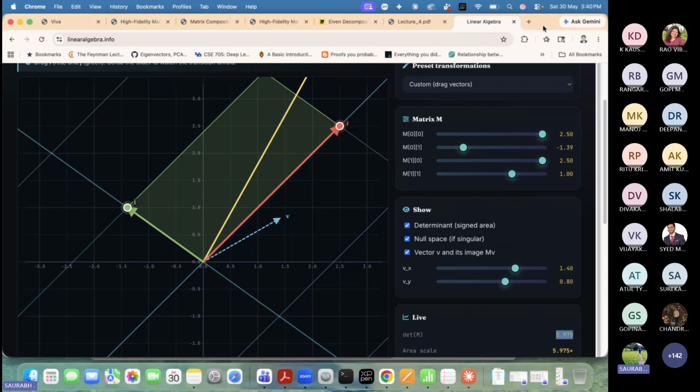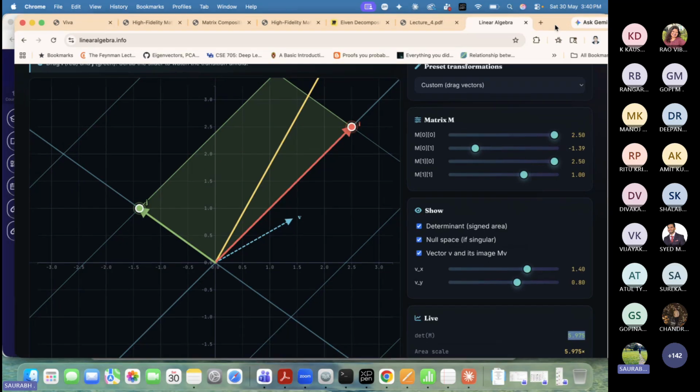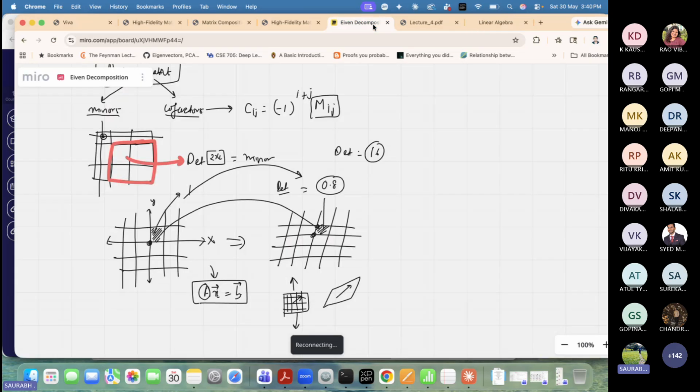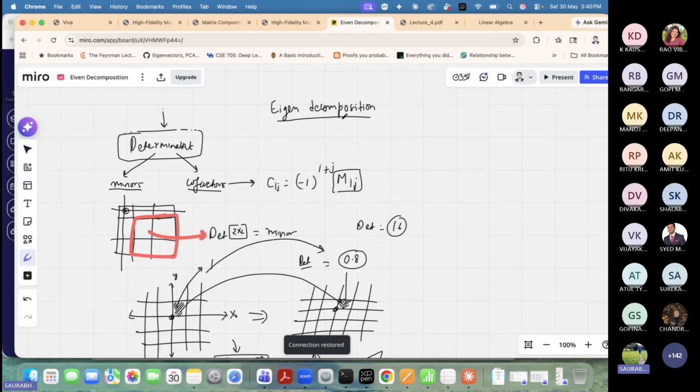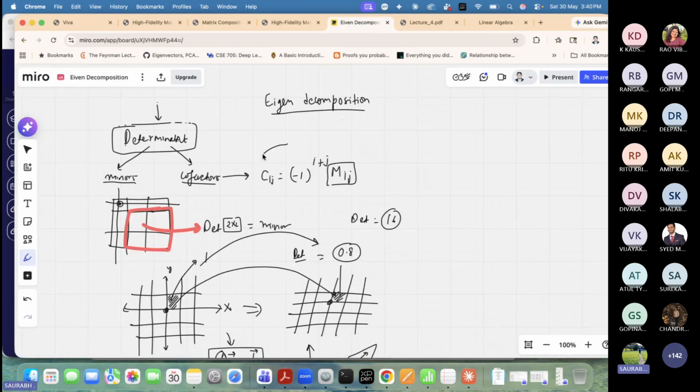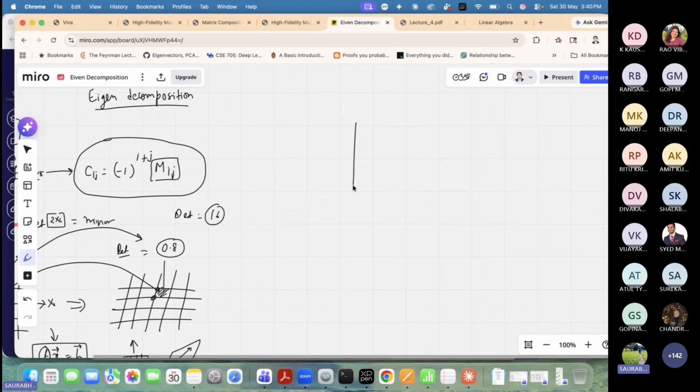I'm very certain that you will obviously not be getting questions directly asking you to compute the determinant. There are very slim chances, but if that comes, you will have to use this formula, the same cofactor formula.